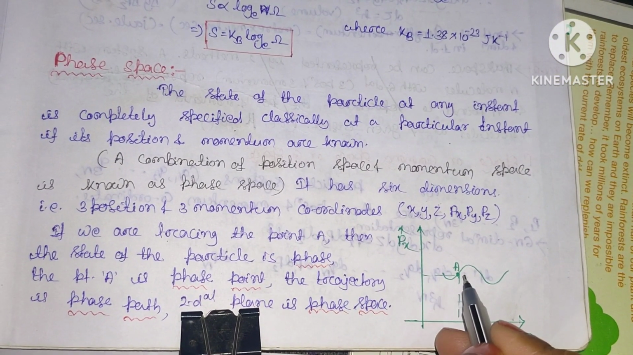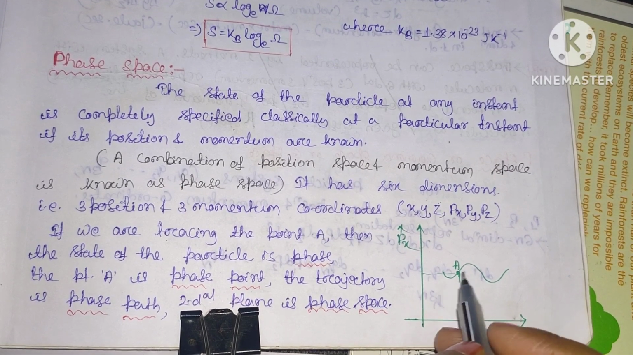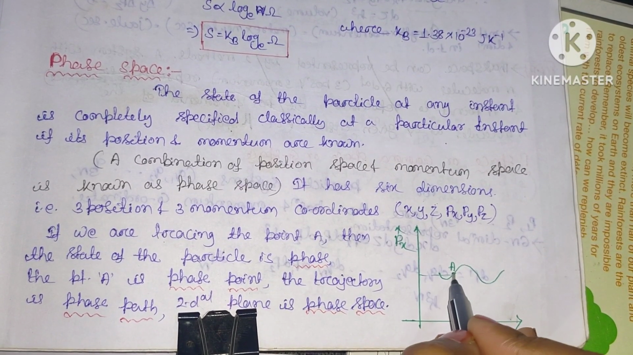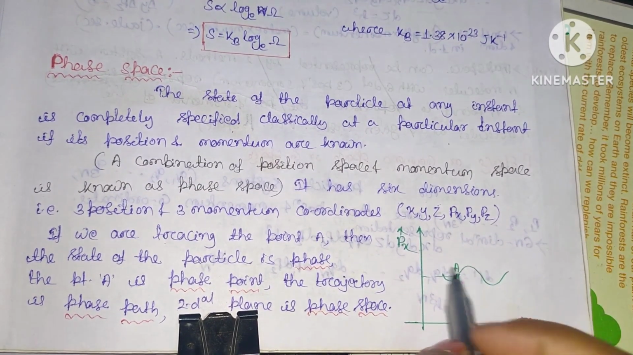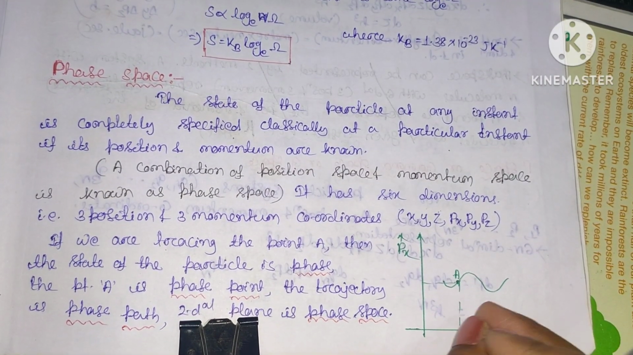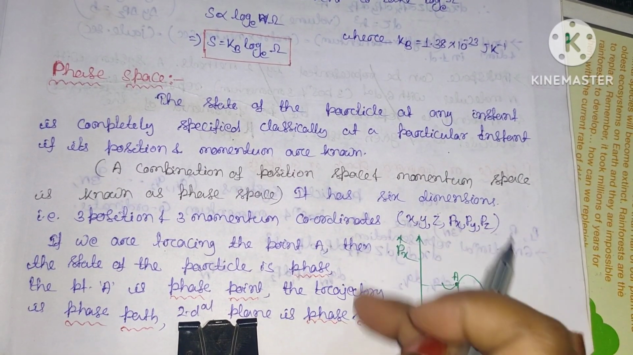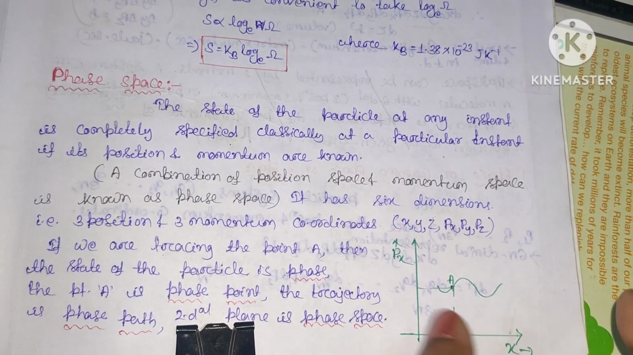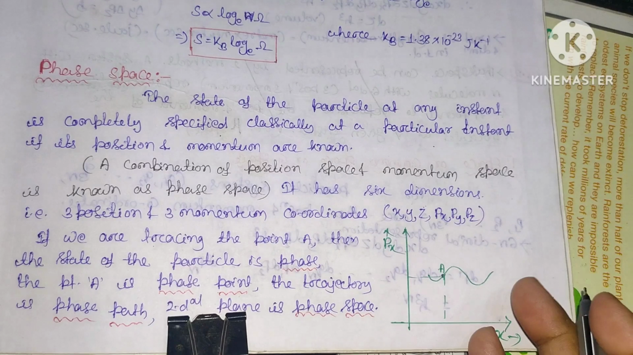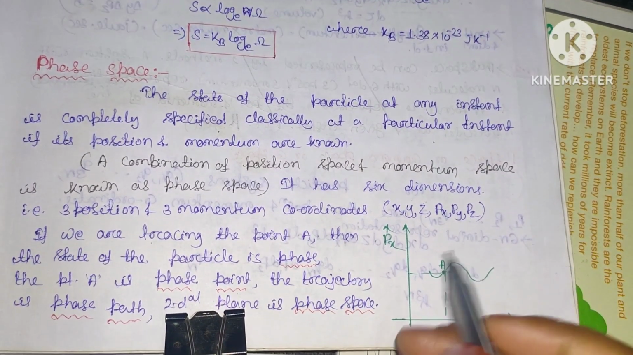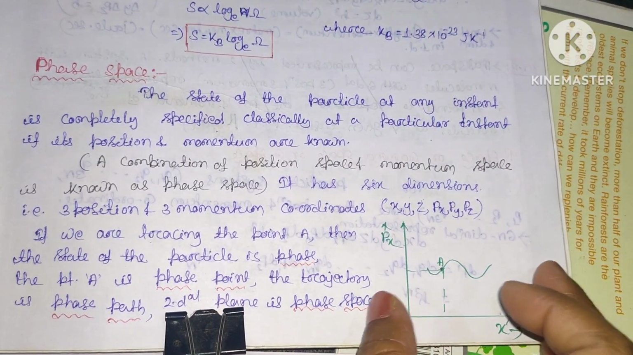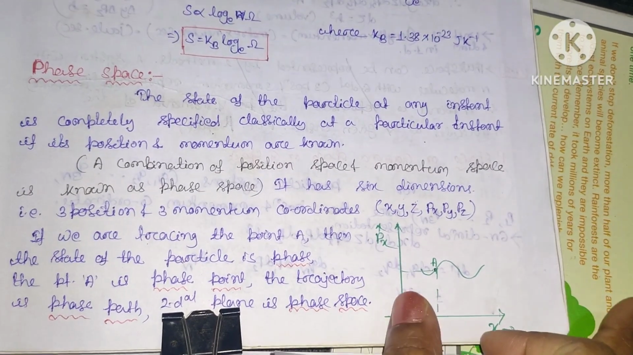If we are tracing this point A, then the state of the particle is called the phase point. The point where the particle is located is known as the phase point, and the path along which the particle travels is known as the trajectory or phase path. The whole space where we define the position and linear momentum coordinates is known as the phase space. Clear?